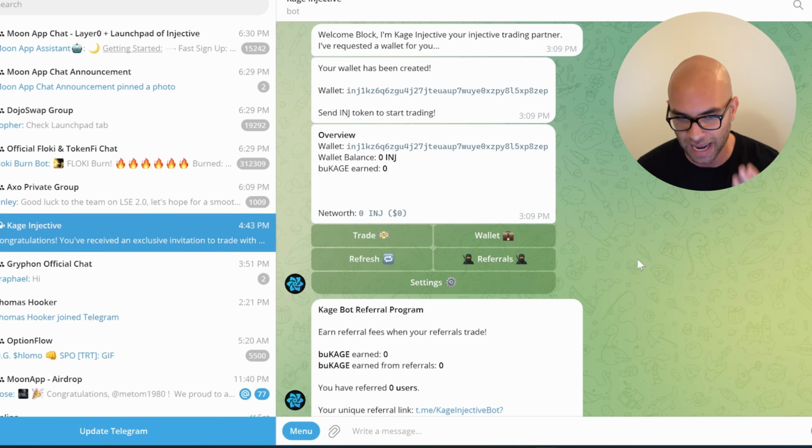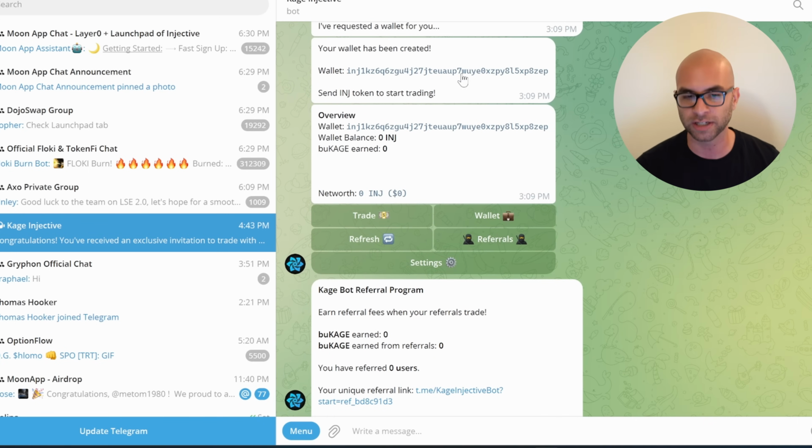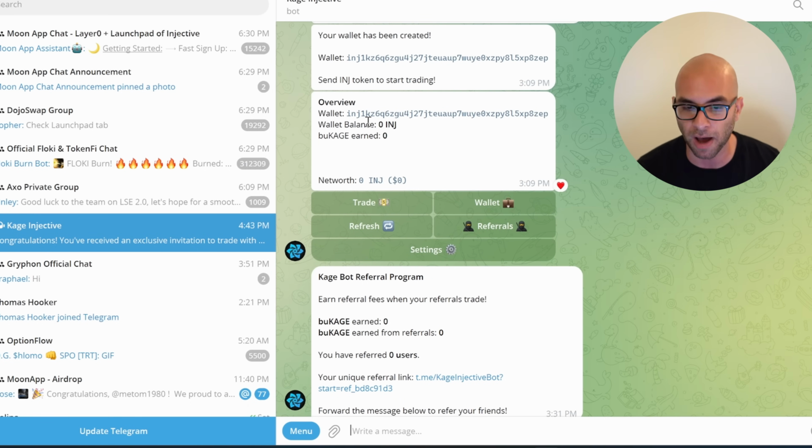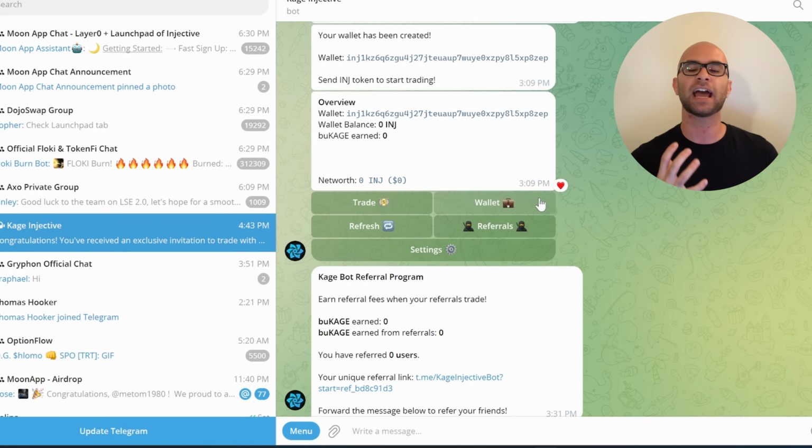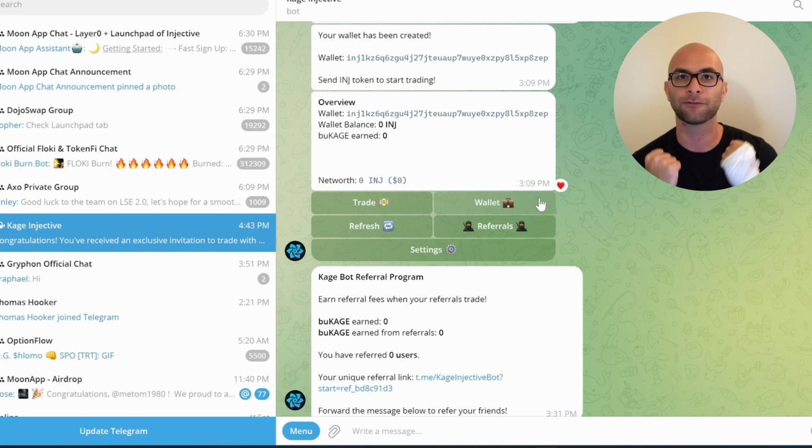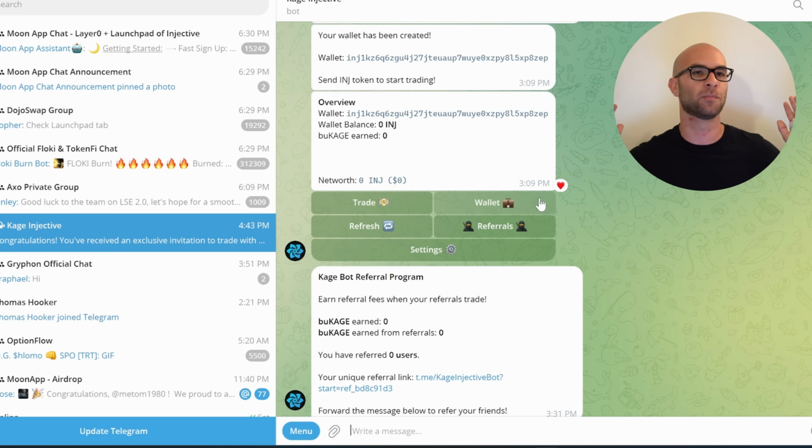Now, once you actually have this bot, you are going to get an Injective wallet address, and this is where you can deposit Injective. The first thing I recommend you guys doing is hitting wallet, and it's going to give you the seed phrase to this wallet. This is the very first thing you want to do, because God forbid you lose access to this, now all of your money is stuck in this wallet. So make sure you click on that.